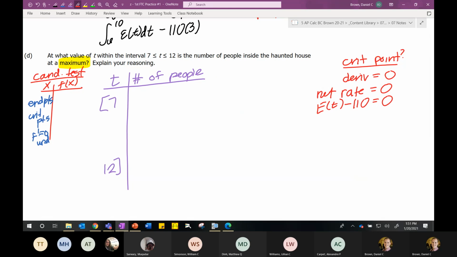To make it even more sense, if I were to solve this one, I'm going to tell you, you can't do this one by hand. We are going to rely on the calculator. I might move that 110 over and set E of t equal to it.